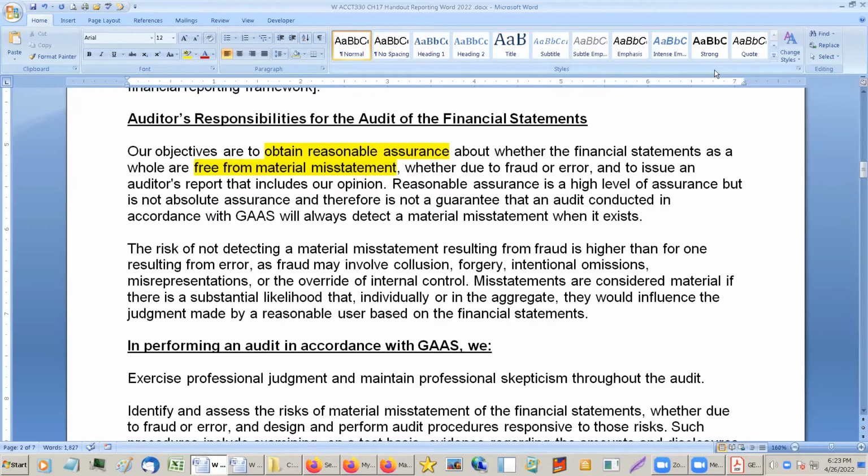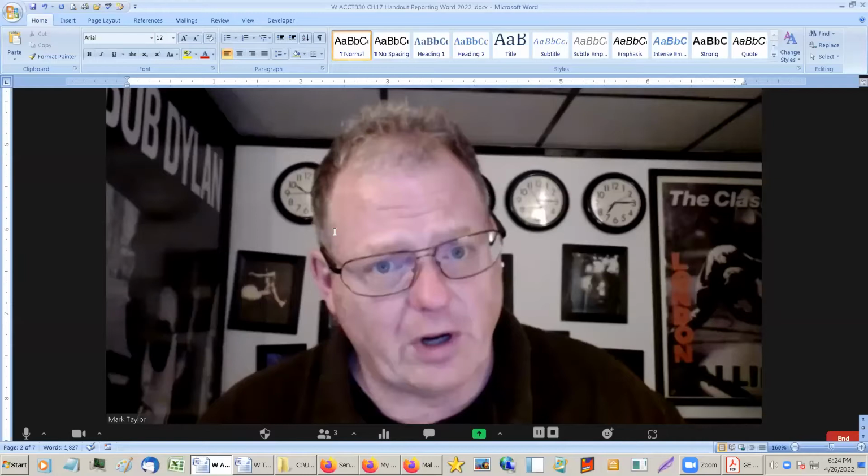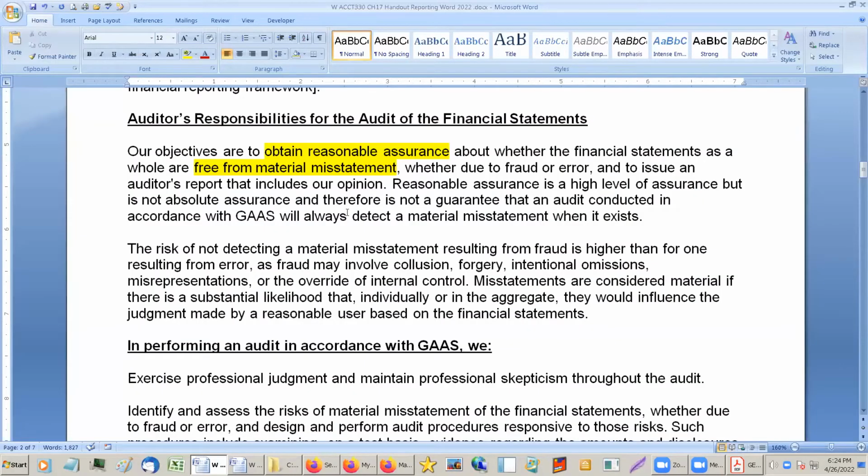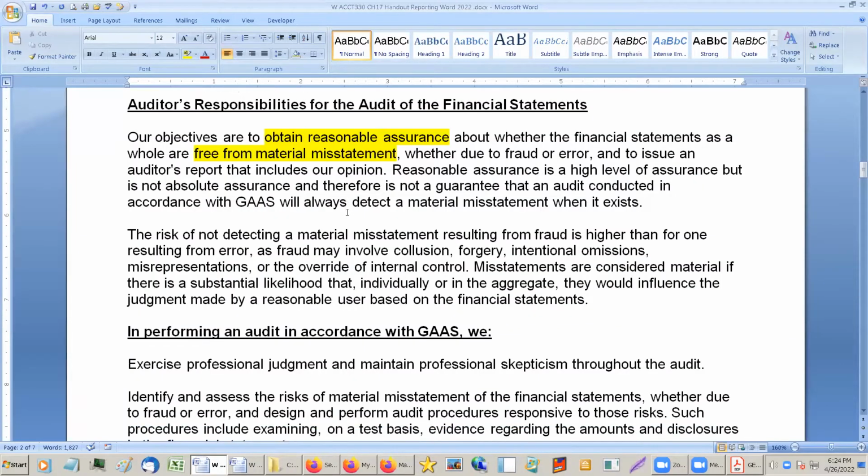And again, we don't get absolute assurance, and we don't talk about all misstatements. So we get reasonable assurance, and we're only looking for material misstatements. They might be misstated, but we're only looking for material misstatements. Reasonable assurance is a high level, but not absolute.